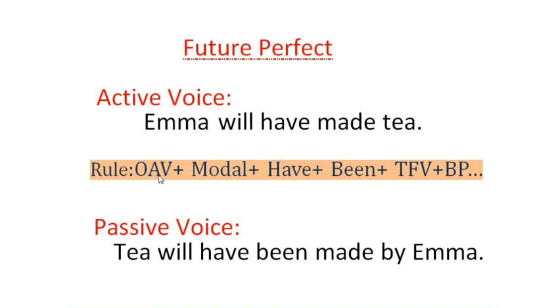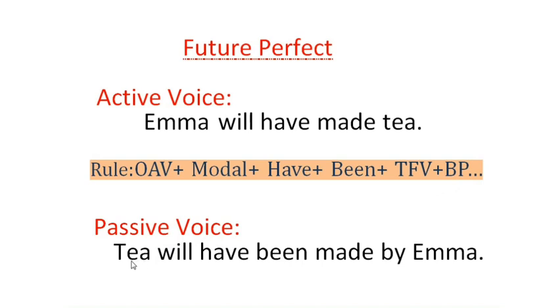So first comes OAV plus modal. Modal is used in future tense. First comes OAV plus modal plus have, not has or had. Only have must be used, as you have already seen. In future tense only have is used. So OAV plus modal plus have plus been plus TFV plus BP. Third form of the verb plus by phrase. It's the rule.